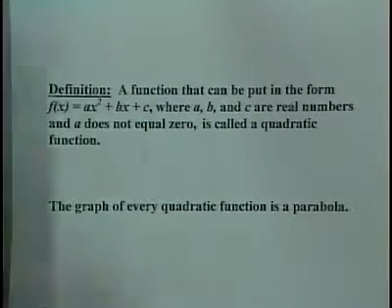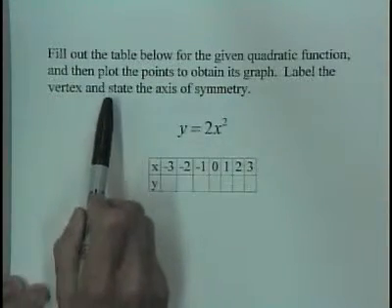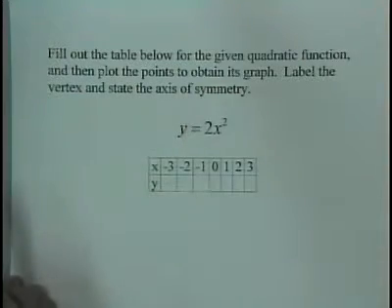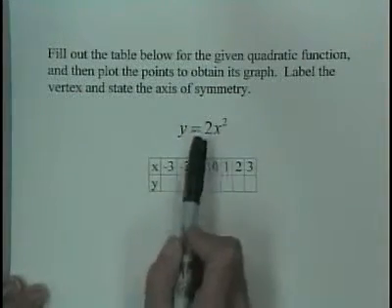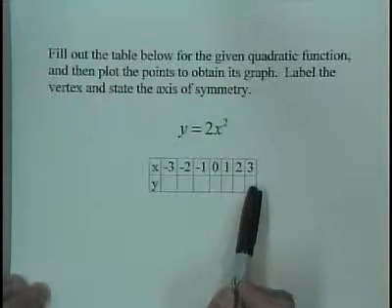Well, let's graph a quadratic function in this way. What we want to do is fill out the table below for the given quadratic function. Then we're going to plot the points to obtain its graph. After we've done that, we're going to label something called the vertex, and we're going to state something called the axis of symmetry. But let's start by taking our quadratic function and filling out the table.